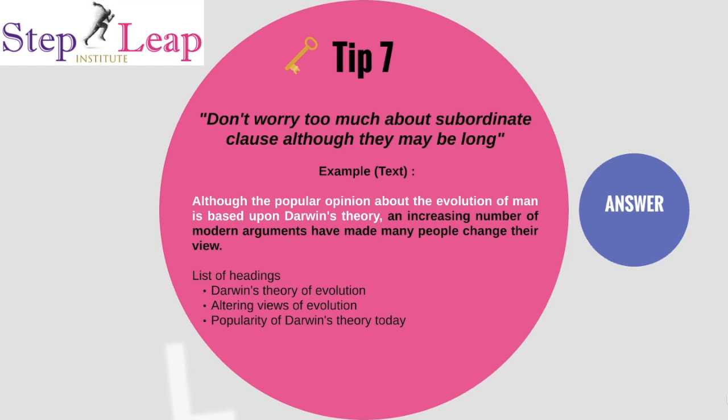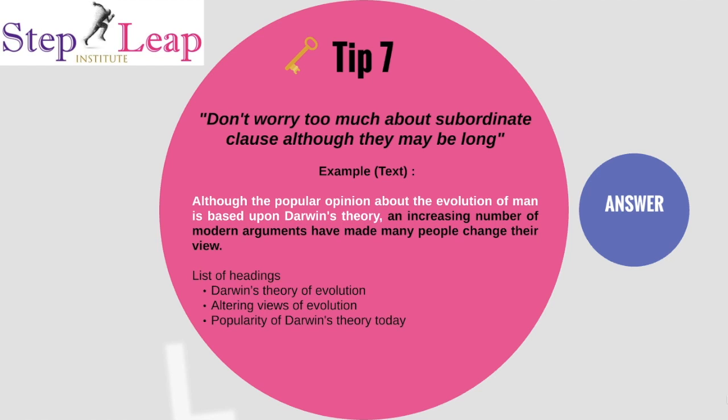The other part, that is the main clause, an increasing number of modern arguments have made many people change their view. So you need to focus only and only on the other part, that is, an increasing number of modern arguments have made many people change their view. This is the main clause which you need to focus on. You have to discard that subordinate clause, the part which starts with although and ends with Darwin's theory. And there are three options: Darwin's theory of evolution, altering views of evolution, popularity of Darwin's theory today.